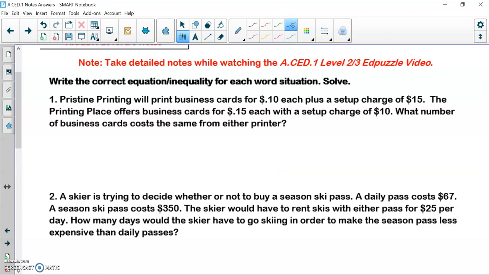Now, number 1 says Pristine Printing will print business cards for 10 cents each plus a setup charge of $15. So 10 cents each would be 0.1 times the number of business cards we're printing at Pristine Printing. And then it says plus a setup charge of 15, that's just a one-time fee. So I'm going to do plus 15.